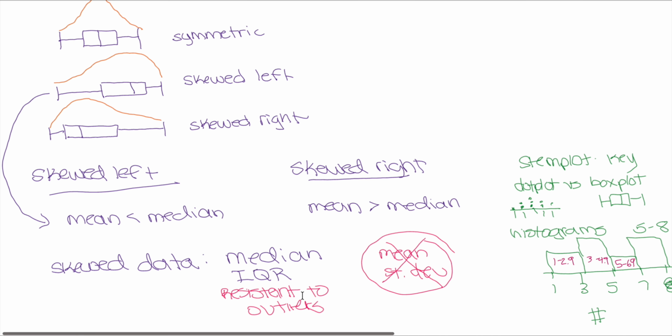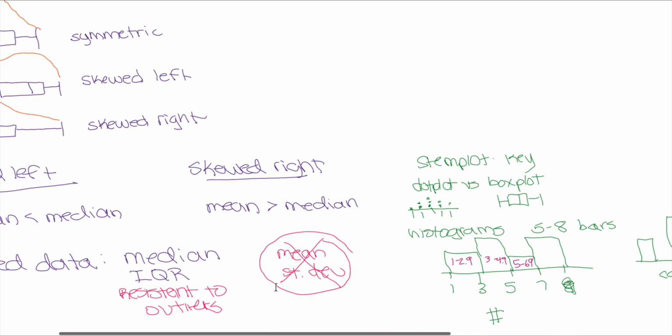So an outlier won't pull up the median dramatically, and it also won't pull up the IQR dramatically, because remember, IQR is Q3 minus Q1. So Q3 and Q1 also depend on the median. So it's kind of like a chain rule. If the median is not affected, then Q3 and Q1 will not be affected either, same as IQR.